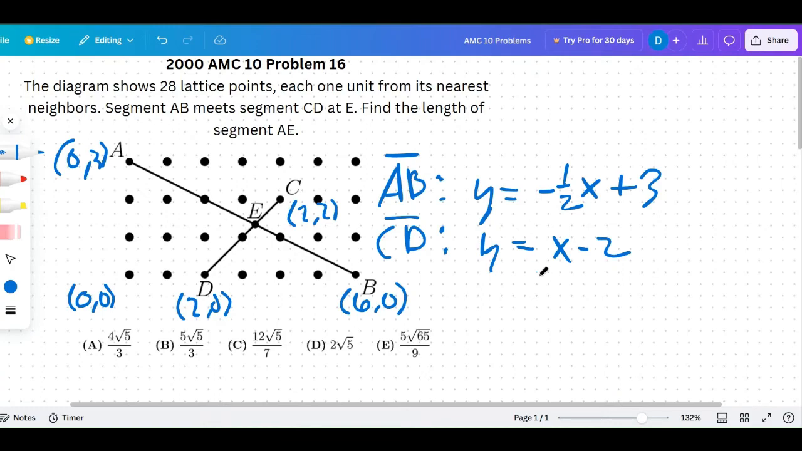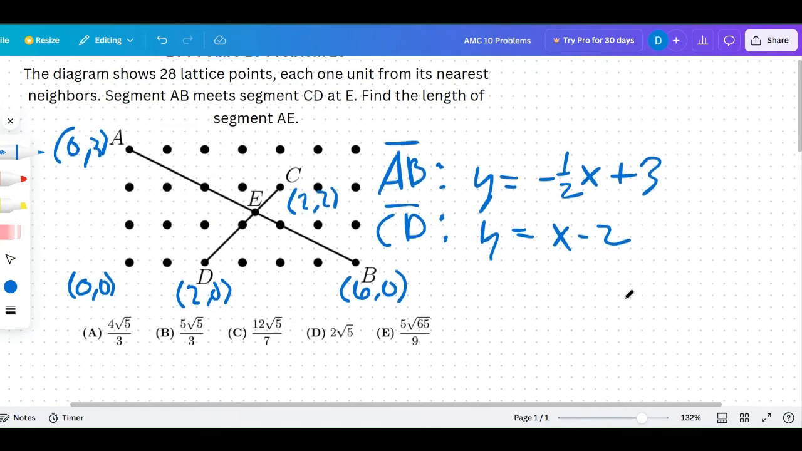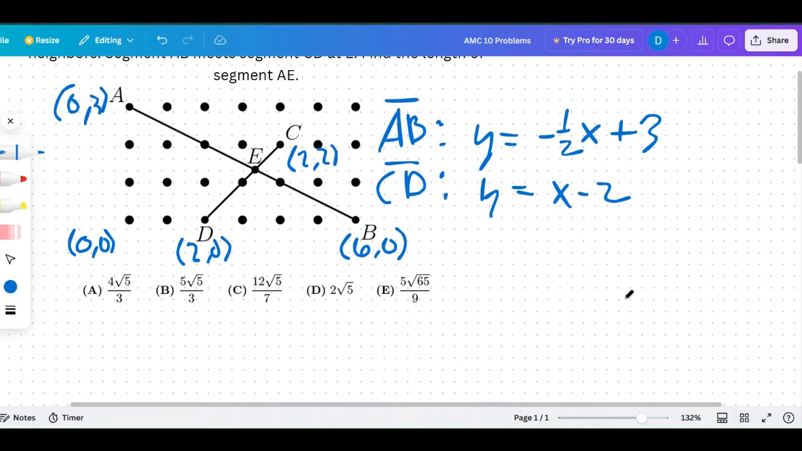So we have the equations of the two lines, and they intersect at E. That means at point E, they have the same x and y coordinate. So we can set these two equations equal. y in this case is equal to negative 1/2 x plus 3. Since the y's in both equations are the same for that point, we set them equal. And y in this case is also x minus 2.